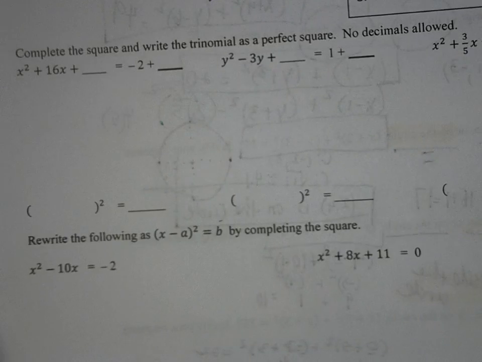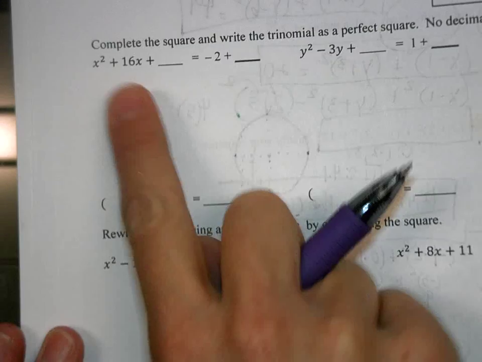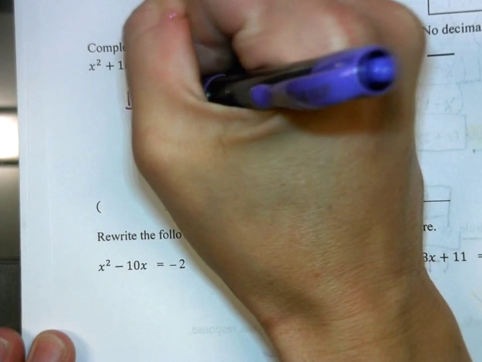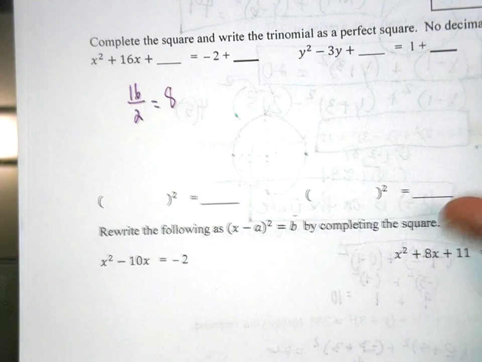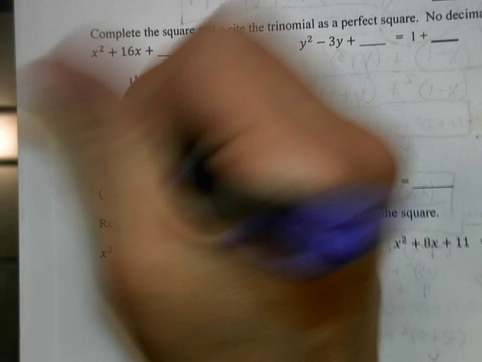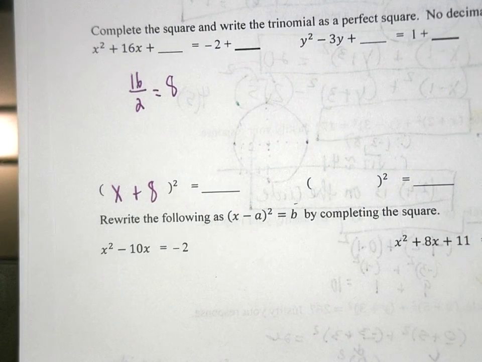Okay, we are going to start by taking half of this value, our b value, which is 16. So 16 divided by 2 is what? 8. So this 8 is what's going to go in this parenthesis. So we're going to write that as x plus 8 squared. Everybody okay?